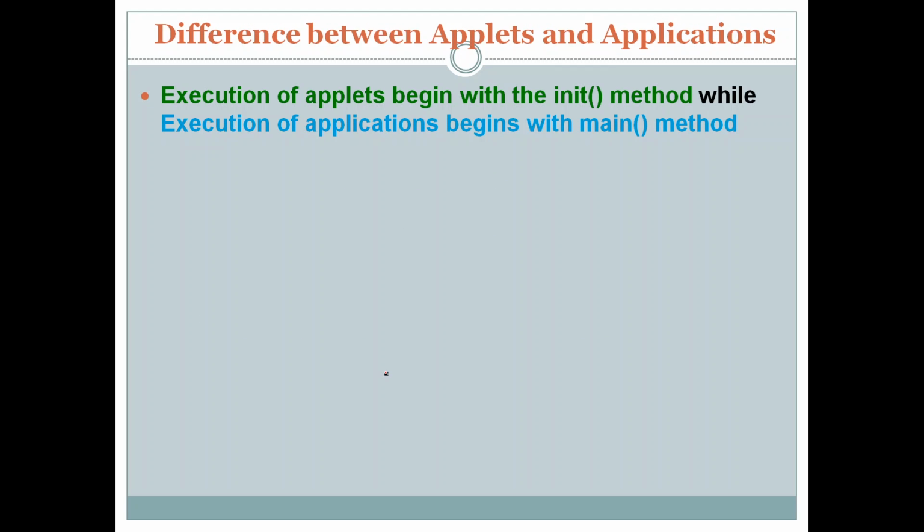Execution of an applet begins with the init method, whereas execution of an application always begins with the main method. So execution of an applet always starts with the init method, because applets generally do not include a main method. So the execution of an applet starts with the init method, whereas the execution of an application generally starts with the main method.